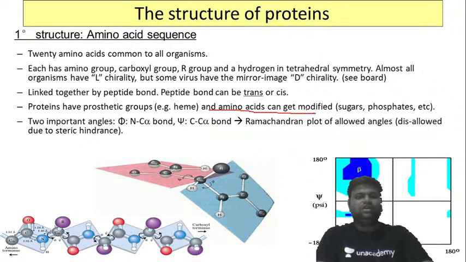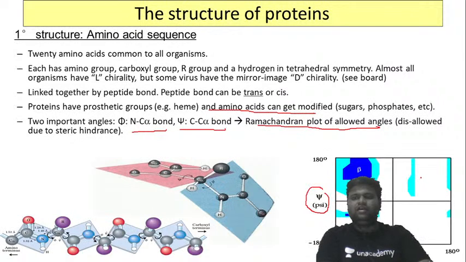There are two important angles. One is the phi angle, that is between the nitrogen and C alpha. So this is the phi angle, and this is the psi angle between the C alpha and C bond. So the Ramachandran plot is there. It shows allowed angles; actually it shows the disallowed angles due to steric hindrance. So this is the Ramachandran plot, with the psi and the phi values.